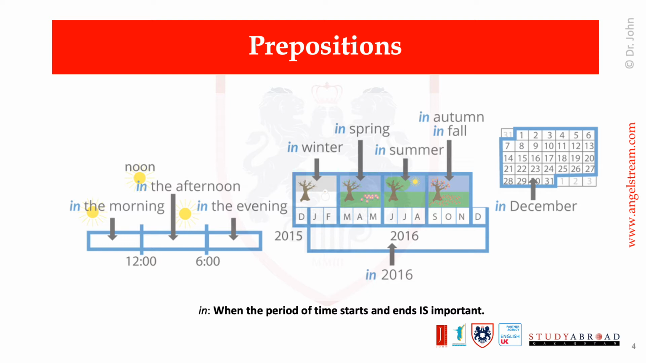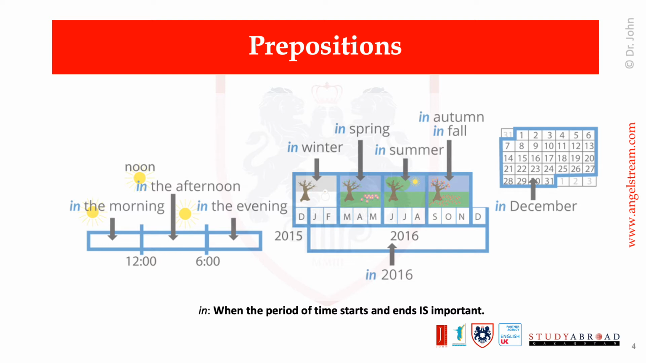So morning starts at a certain time when the sun rises. Then we have got afternoon, and when the sun sets, we have got evening. The same is the case with seasons of the year. So we have got winter, spring, summer, autumn, or fall, as you say in the US. Winter starts in December, then goes to January and February. Spring is March, April, May. Summer is June, July, August. And autumn or fall is September, October, and November.